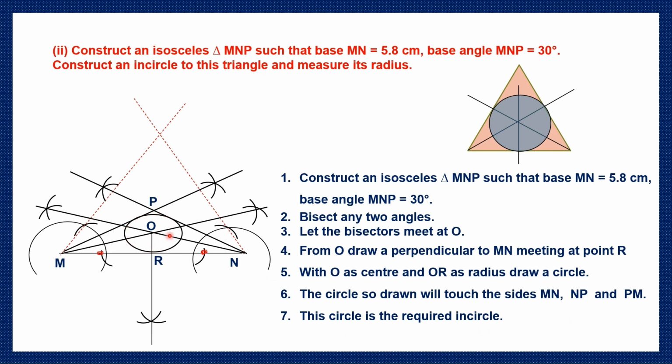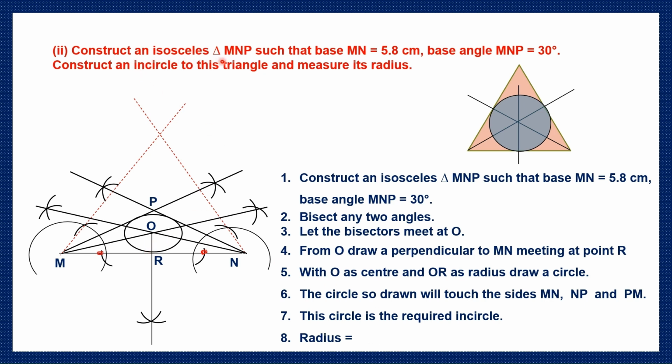Okay, so what have you drawn? You have drawn an incircle. Now we have to measure its radius also. So place your ruler here and at R and measure that distance there. So that is the radius measurement. So after you measure the radius, write down the measurement. So what have we done?